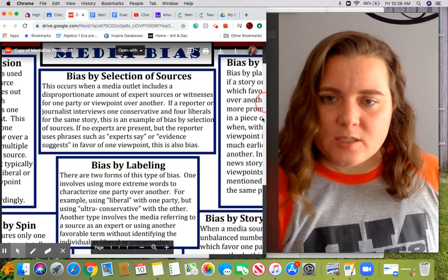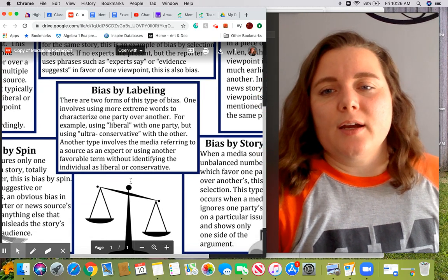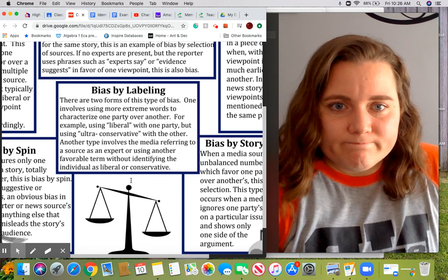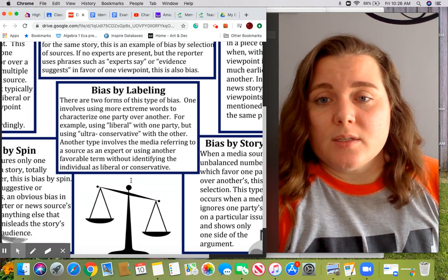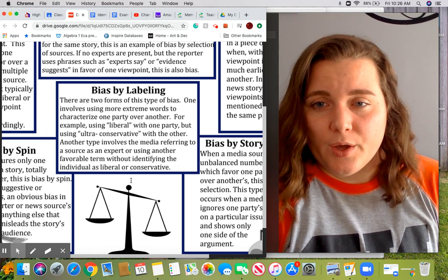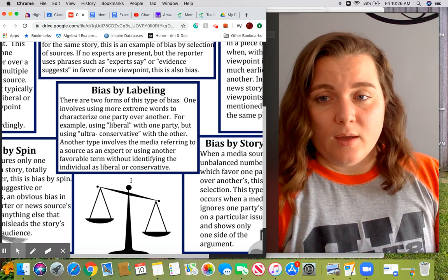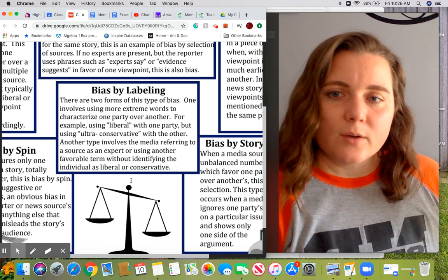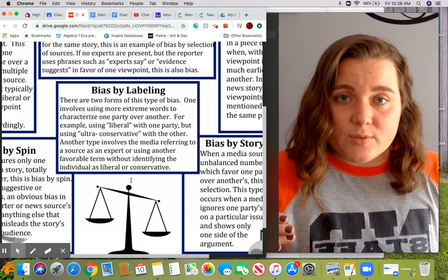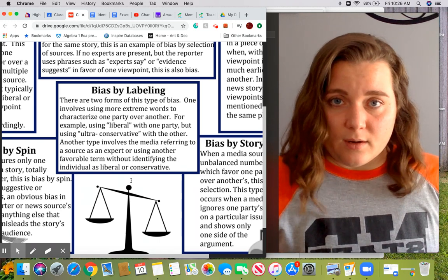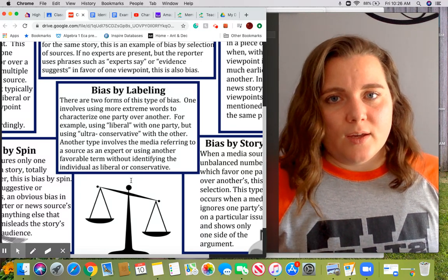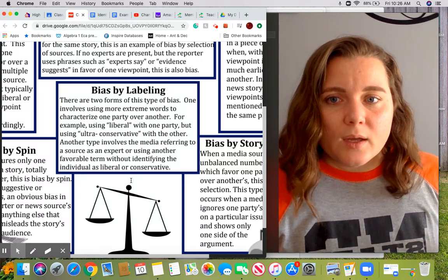Okay, the next type. This is a really easy type to identify because labeling is just name calling. Whenever you're giving somebody an unfair label, it's bias by labeling. There are 2 forms of this type of bias. One involves using more extreme words to characterize one party over another. For example, using liberal with one party, but using ultra-conservative with the other. That one right there is bias because the true forms of that are liberal and conservative. That's what they are. By saying liberal and ultra-conservative, we're giving the conservatives an extra unfair name, which makes it biased.